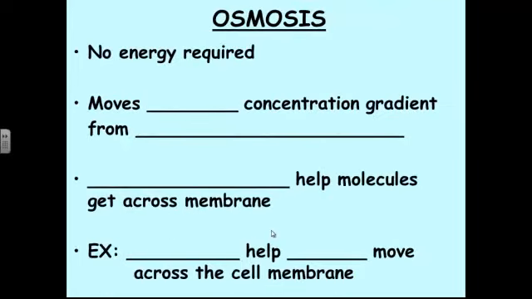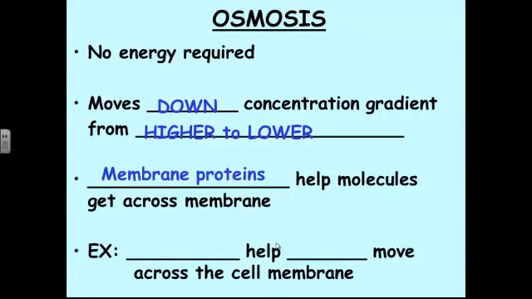Osmosis also does not require energy. It moves down the water gradient, from an area of higher water concentration to lower water concentration. And we're going to use little membrane protein helpers now to help the molecules get across. And the membrane protein helper that we talked about was aquaporins. They're going to help water molecules move through cell membranes. And there's lots of different kinds of membrane transporters. There's transporters for ions, there's transporters for glucose, lots of different kinds of membrane protein helpers.